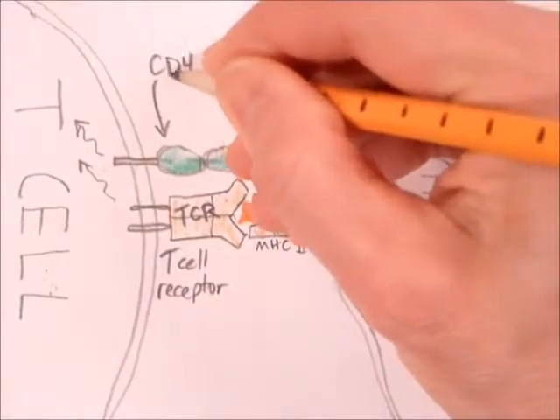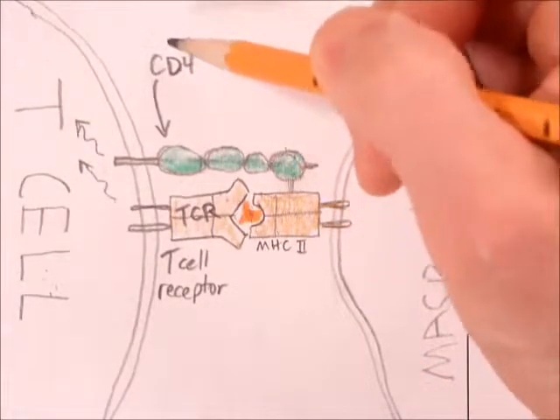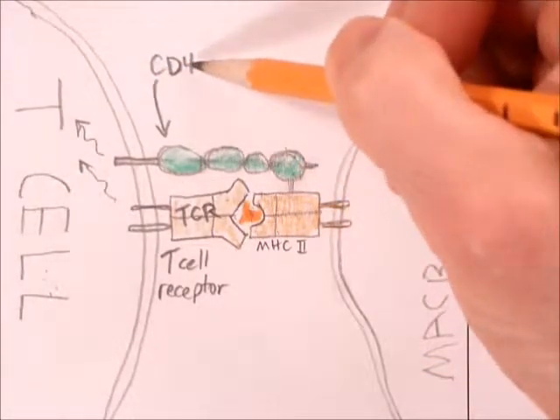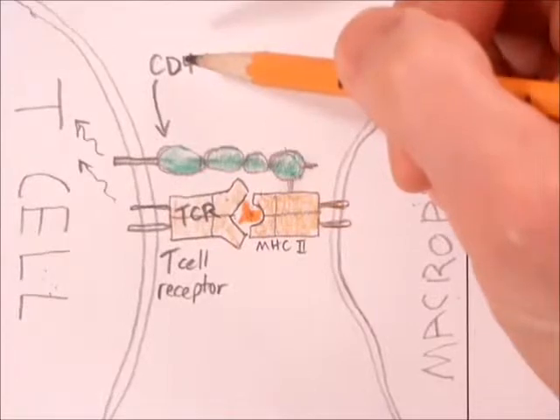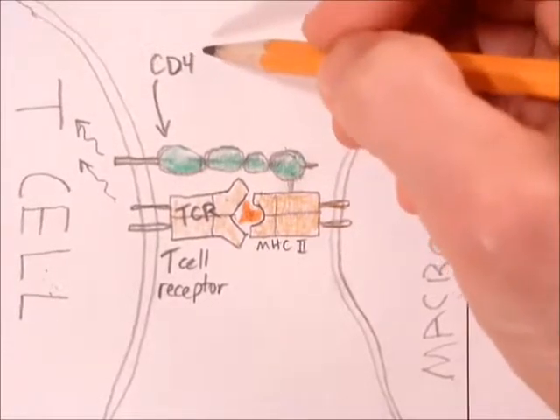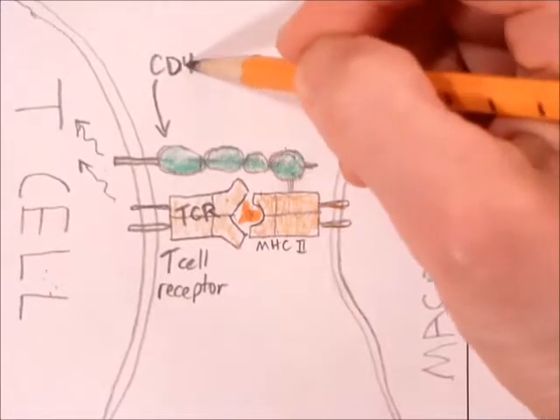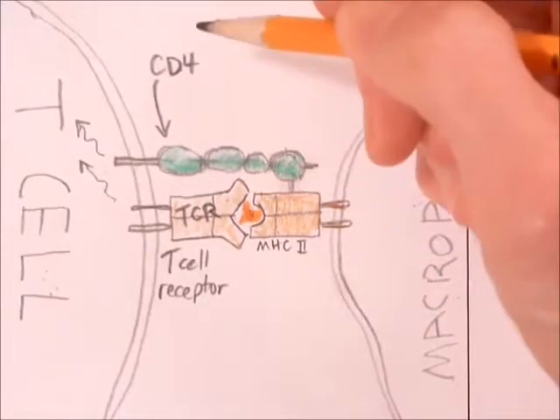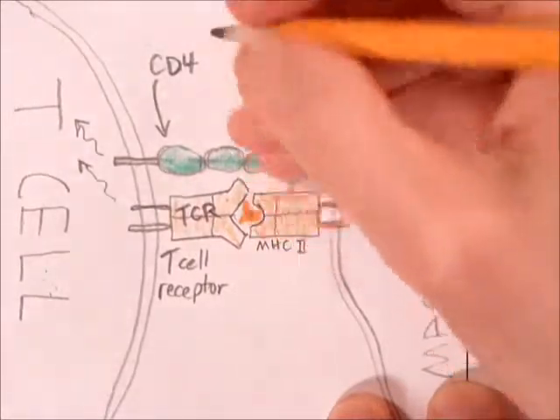CD4. So C is for cluster, D is for differentiation. They started naming these proteins, like, oh, a cluster of differentiation. It was like a little group. So it was called little group number 1 and little group number 2. Well, this was the 4th one discovered, I guess. This is little group number 4. So it's just surface protein number 4. Everyone knows it as CD4.